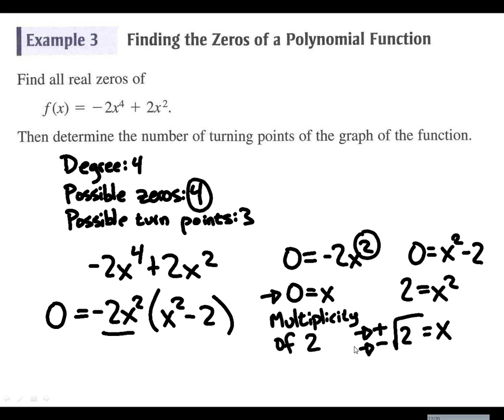How many turning points are we going to have in this problem? Well, if we have 3 zeros, we're going to have 2 turning points. Okay? So that's what we will have.